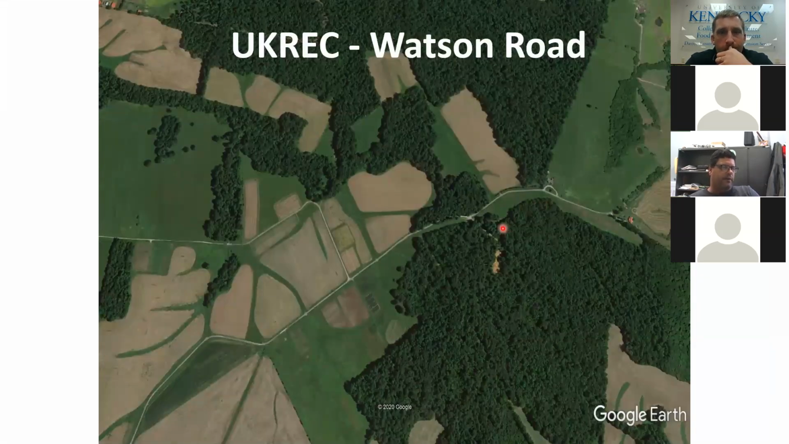Here is our location on Watson Road. We were back in here. If anyone's been on this farm, there's not very many houses. You don't see any houses really till you get right here, and then there's one way up here, but the rest of this is woods and crop fields and deer. So we have some deer issues back here.